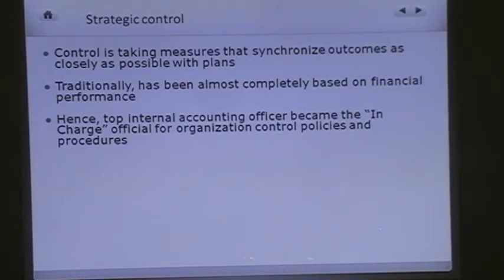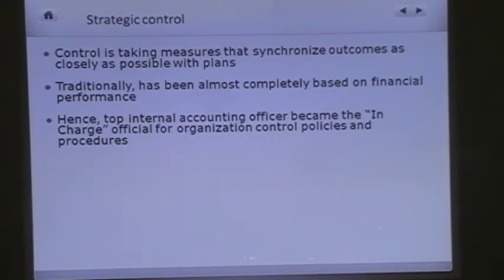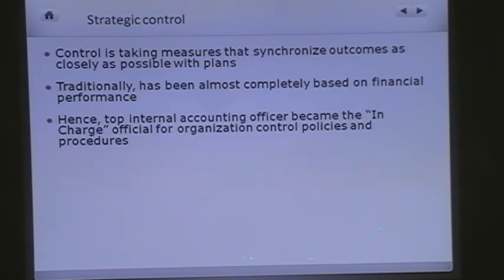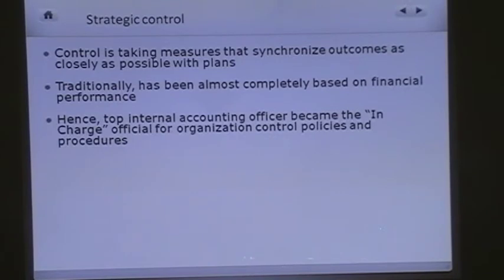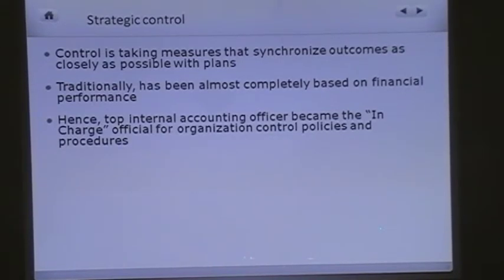Let's look at strategic control. Strategic controls are measures which are taken to synchronize outcomes, which can match as closely as possible the strategic planning. Now, let's look at this in a context. A strategic control example would be a company has put in measures, checks and balances in place to ensure that its profitability does not fall below 10% this year.